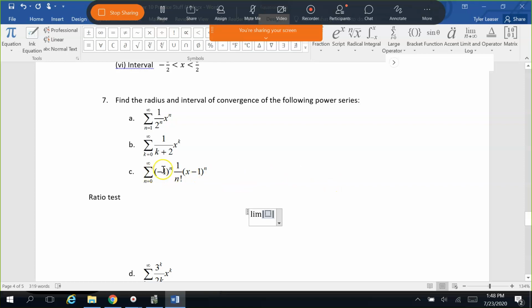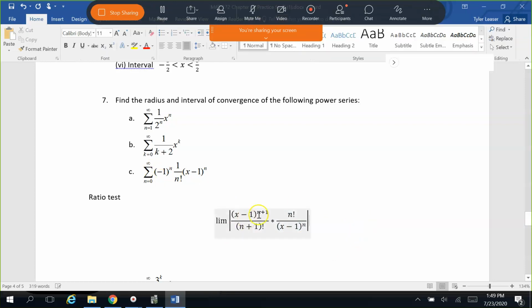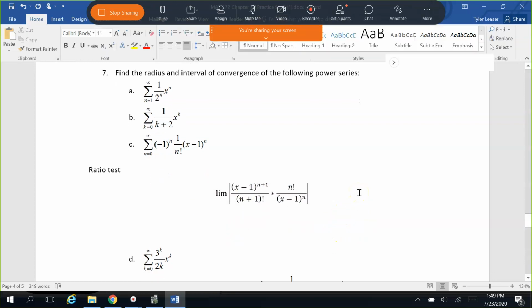I'm not even going to bother putting in the alternating part, because when you're inside of an absolute value, this alternating part just disappears. So I'm going to write this as the n plus 1 term, x minus 1 to the n plus 1, divided by n plus 1 factorial, times the reciprocal of the nth term, just n factorial divided by x minus 1 to the n. Again, ignoring the negative 1 to the n because we're inside of the absolute value and it just disappears.